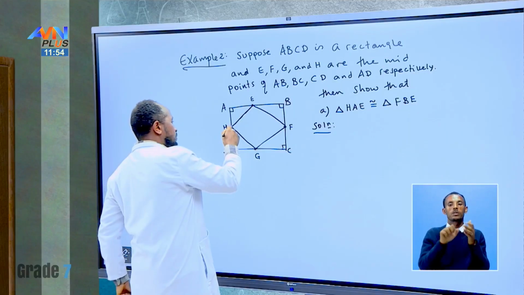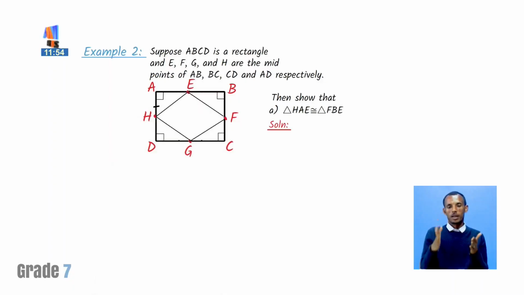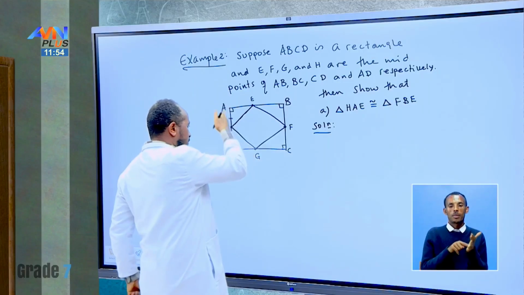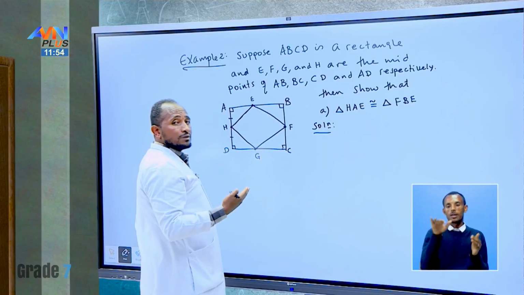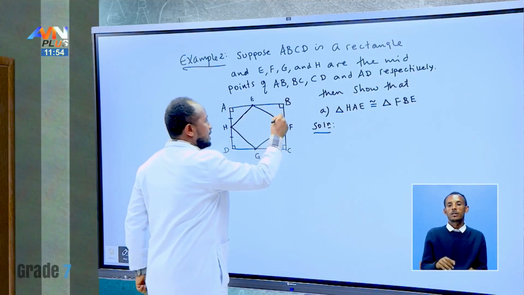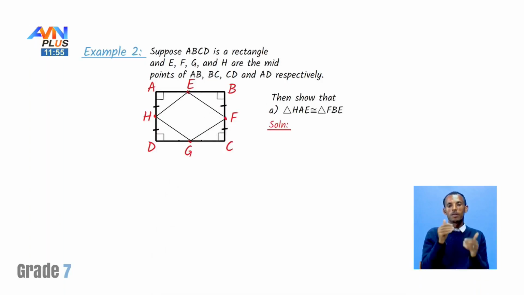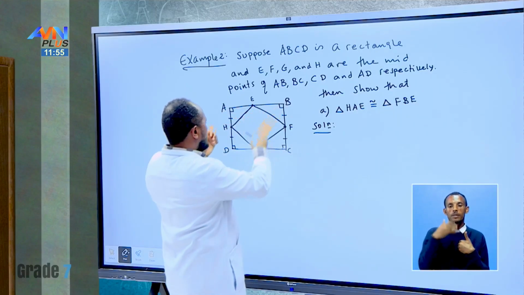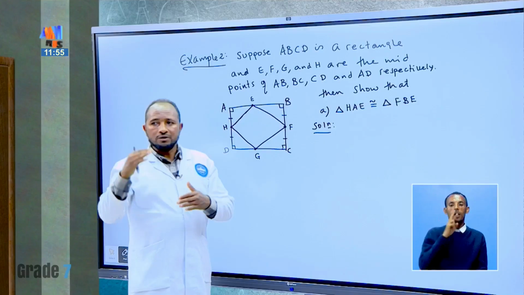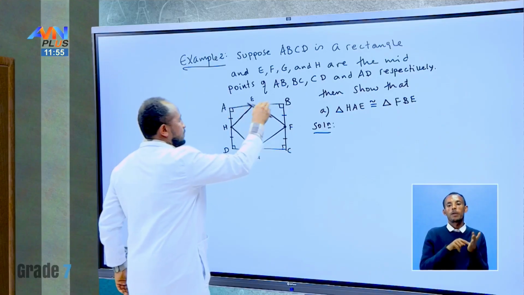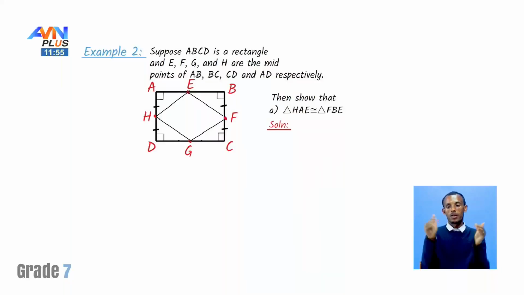So since this is a midpoint, this side is congruent with this side. Again, this is a midpoint. The total sides AD and BC are congruent. Opposite sides of a rectangle are congruent. Therefore, half is also congruent. That means BF is the same as FC. Again, here you have side AB and side DC, which are also congruent, the opposite sides of a rectangle. So this is a midpoint, half of each of these is also congruent. That means this side is congruent with this side. Again, this one is congruent with this.